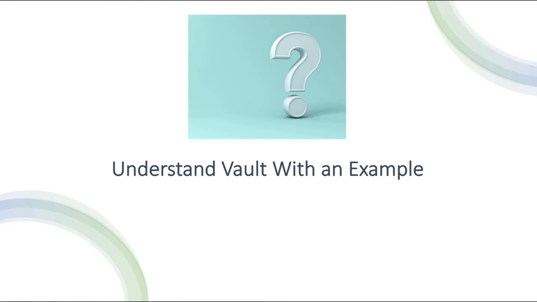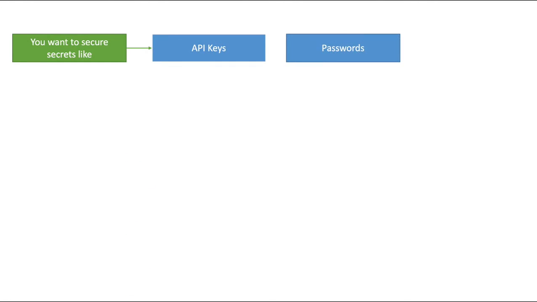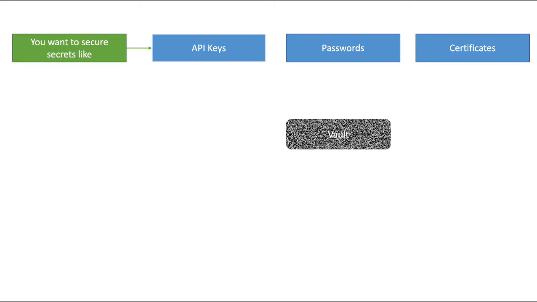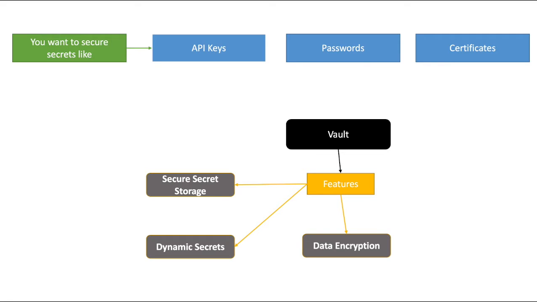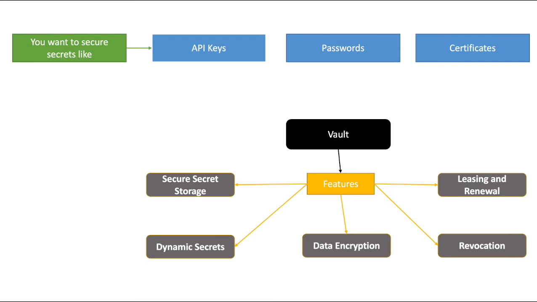My name is Pavan Kumar, and in this video, you will understand Vault with an example. Let's say if you want to secure your secrets in your infrastructure, just like API keys, passwords, certificates, you need Vault. With Vault, you can securely store your secrets, you can dynamically create your secrets, you can do data encryption, you can lease and renew the secrets, and you can revoke the passwords or the secrets. Let's try to understand with an example how Vault can help your infrastructure to provide secrets.